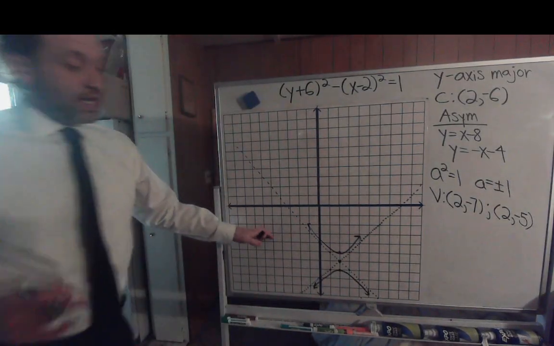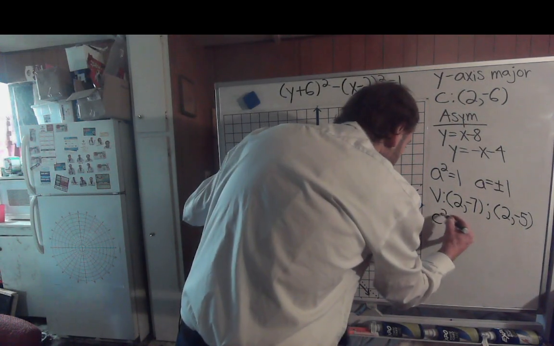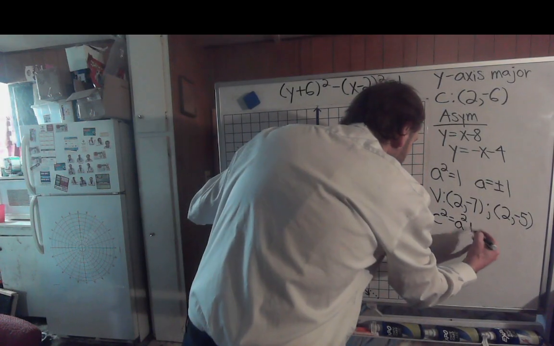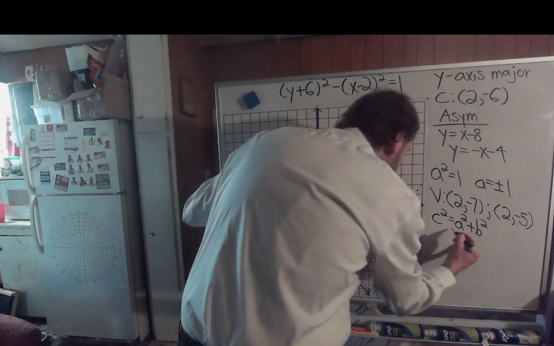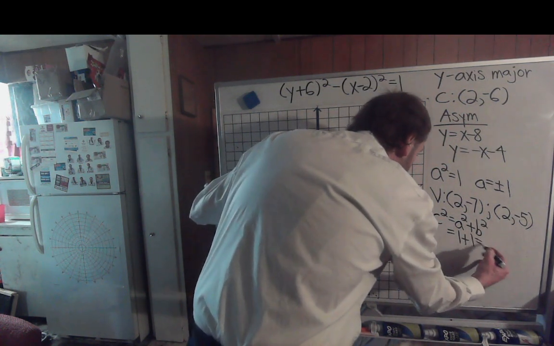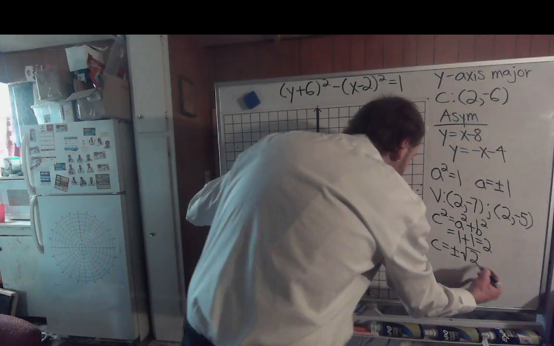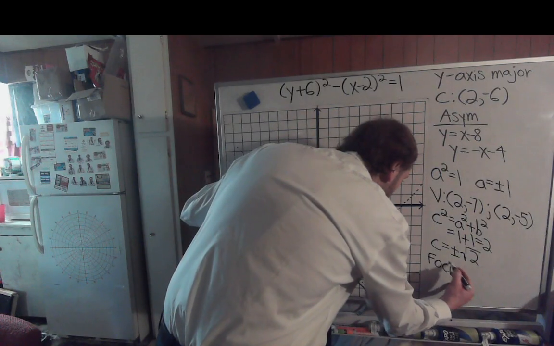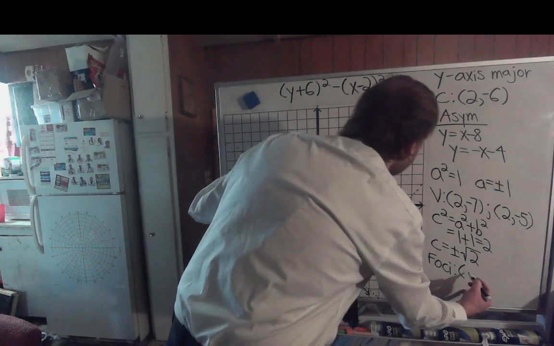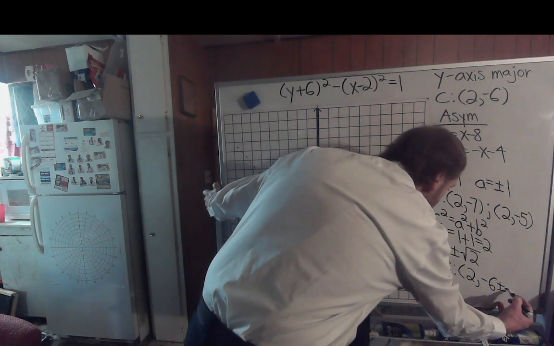And then last but not least, let's go ahead and find our foci. So c squared equals a squared plus b squared, which then means that that equals 1 plus 1, which equals 2. So c equals plus and minus the square root of 2. So your foci are going to be at your x-coordinate of 2 still, but your y-coordinate of negative 6, both plus and minus the square root of 2. Those are your foci.